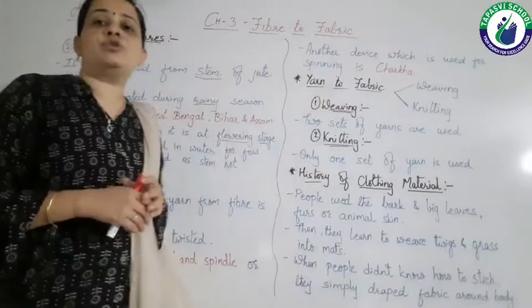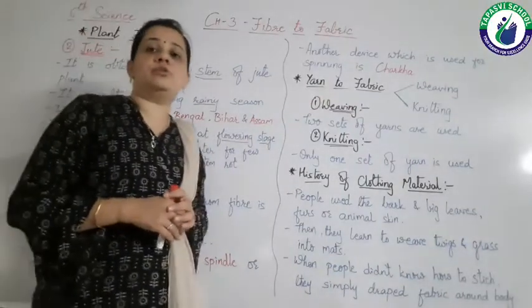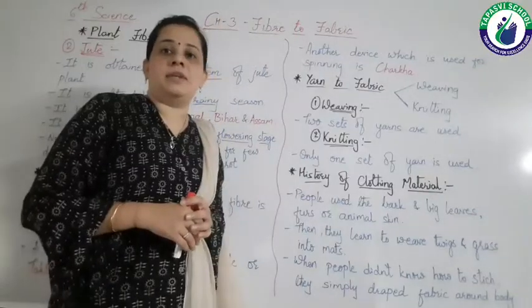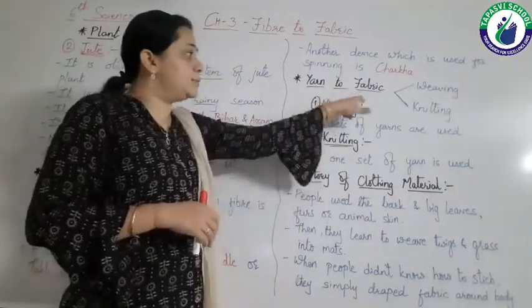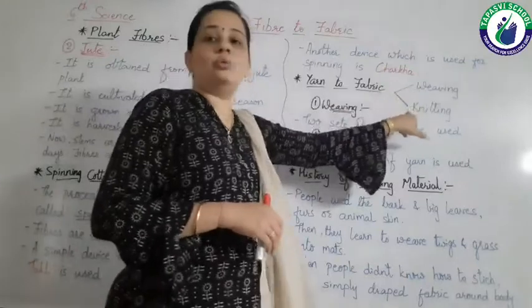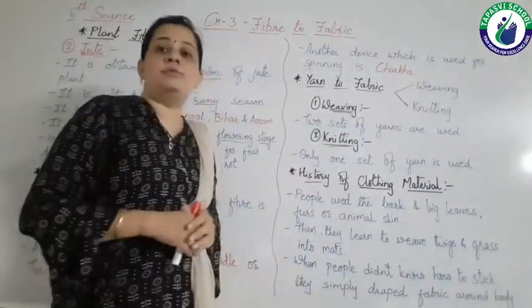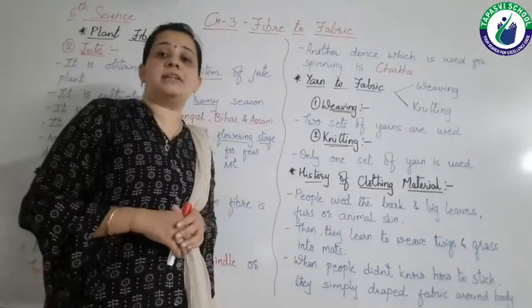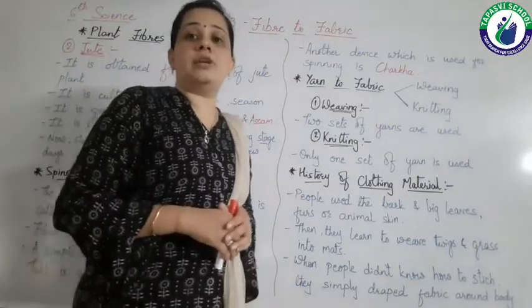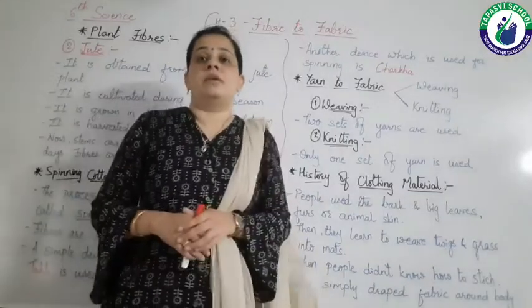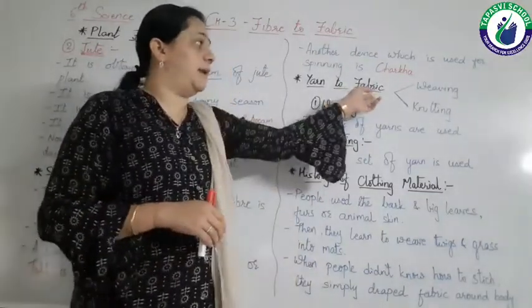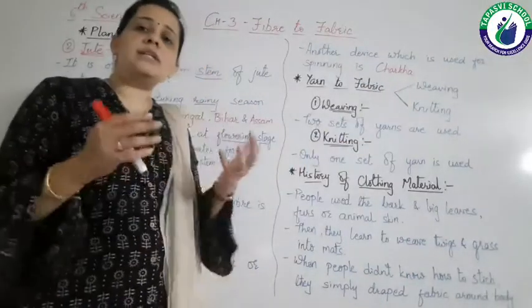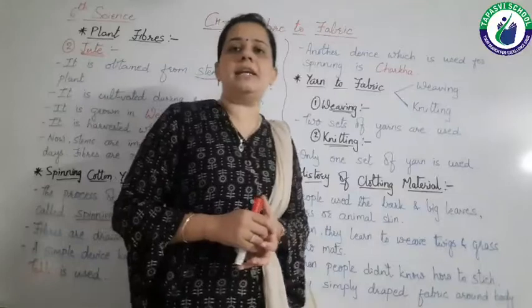Here we have to make the cloth, or the fabric, with the help of yarn, right? It is possible by two methods, that is weaving and knitting. There are two methods by which we are generally making the fabric: weaving and knitting. Now what is the difference between weaving and knitting?